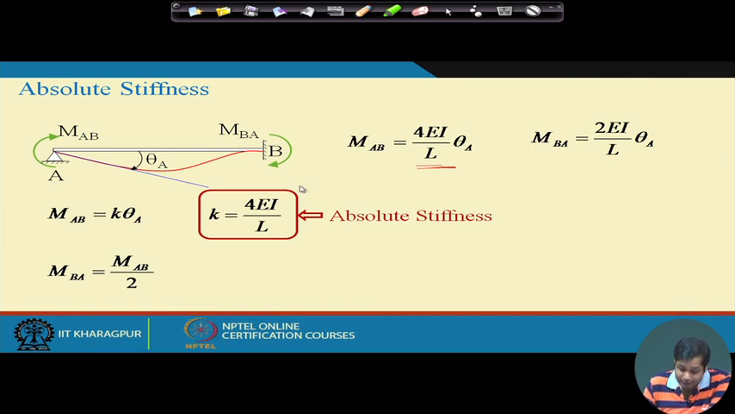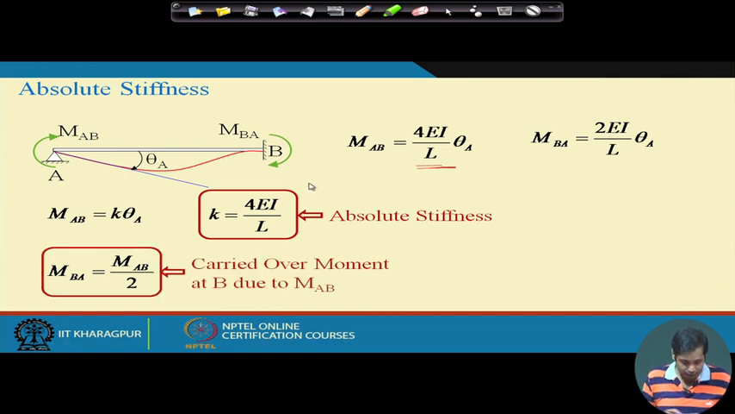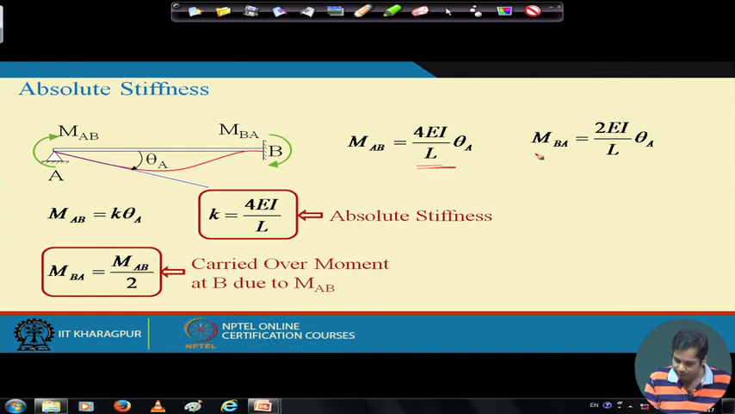This moment MAB is called the carried over moment at B due to MAB. It means that when you apply a moment at one joint, that will induce a moment at another joint, and that moment is called the carried over moment.